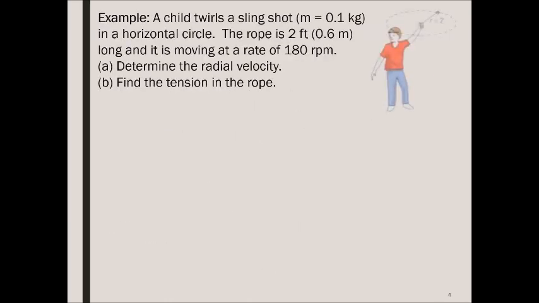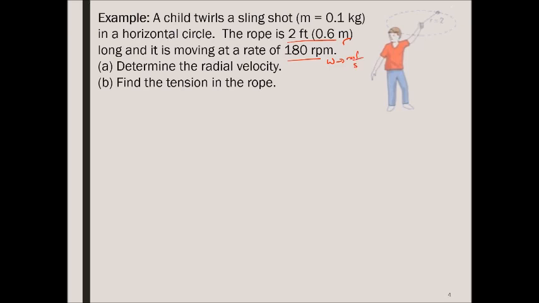We have somebody swirling a slingshot around in a horizontal circle, so we don't have to worry about the vertical direction. And we know the radius. This is r, because that's how long the string is, and it's moving at 180 RPM, so that should give you an indication that that is omega, and we're going to need to convert to radians per second at some point.